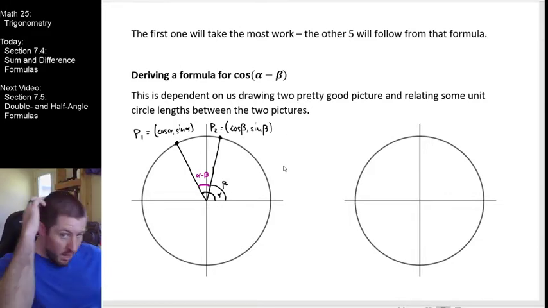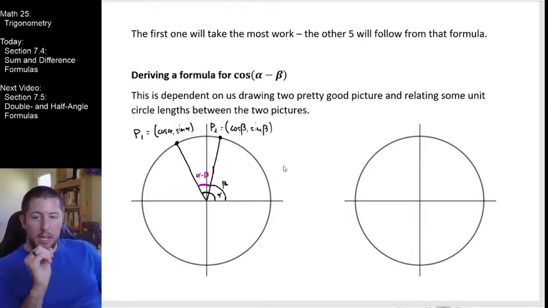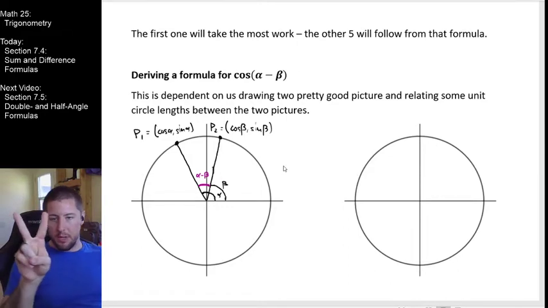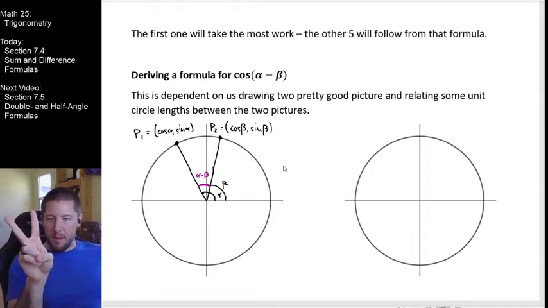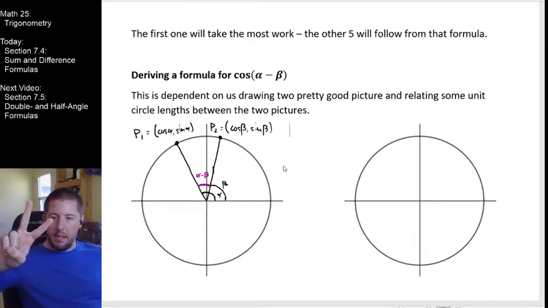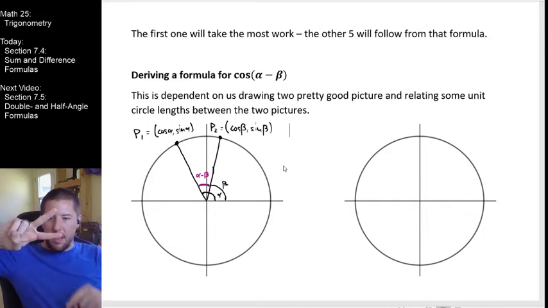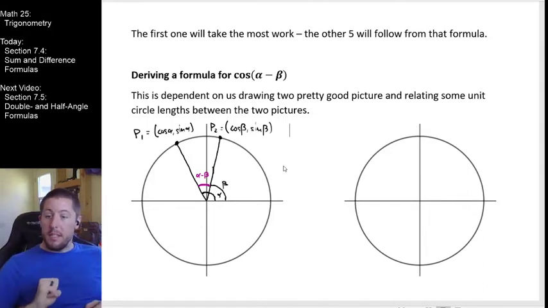Now what I'm going to do is this. When I go to draw my second picture over here, watch my fingers. My fingers right now look exactly like our alpha and beta angles, right? So for our second picture, I'm just going to rotate my hand until this one is pointing on the x-axis right there.